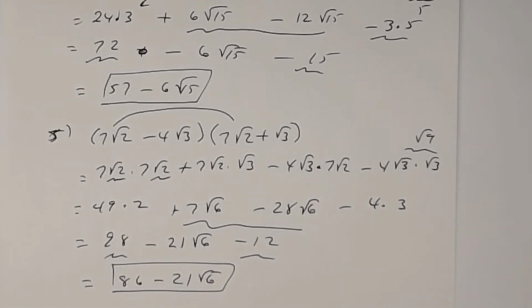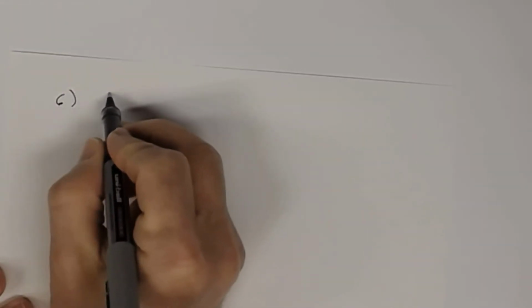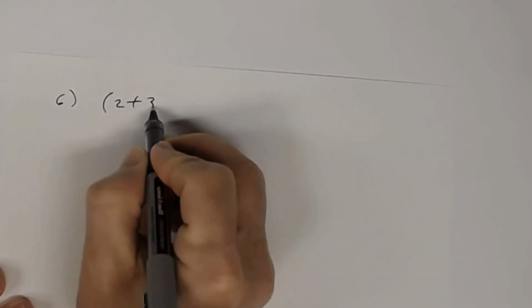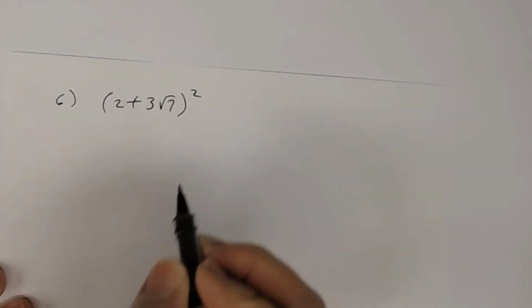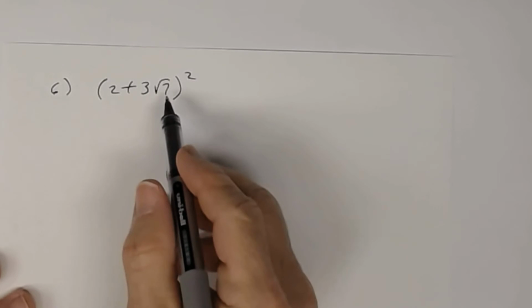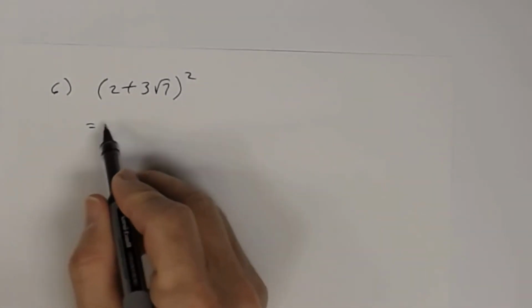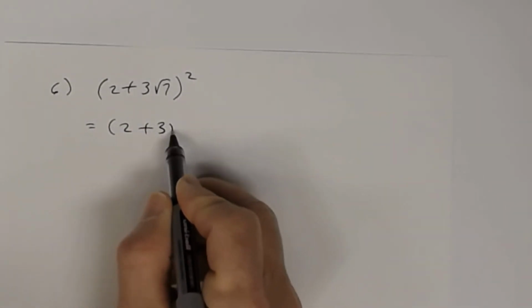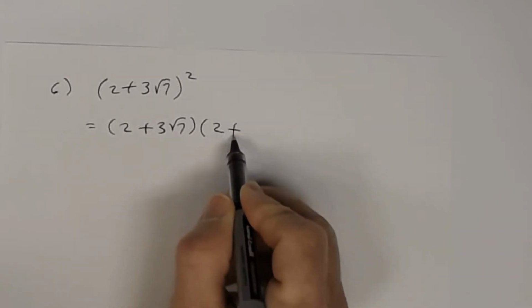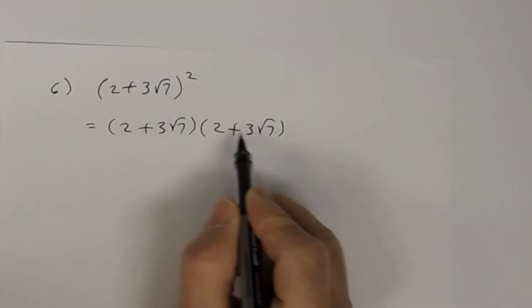Okay. All right, let's look at number 6. So let's suppose in number 6 we had 2 plus 3 square root of 7 squared. So again, just remember what this means. So this means 2 plus 3 square root of 7 times itself. That's what that means. So write it like this.